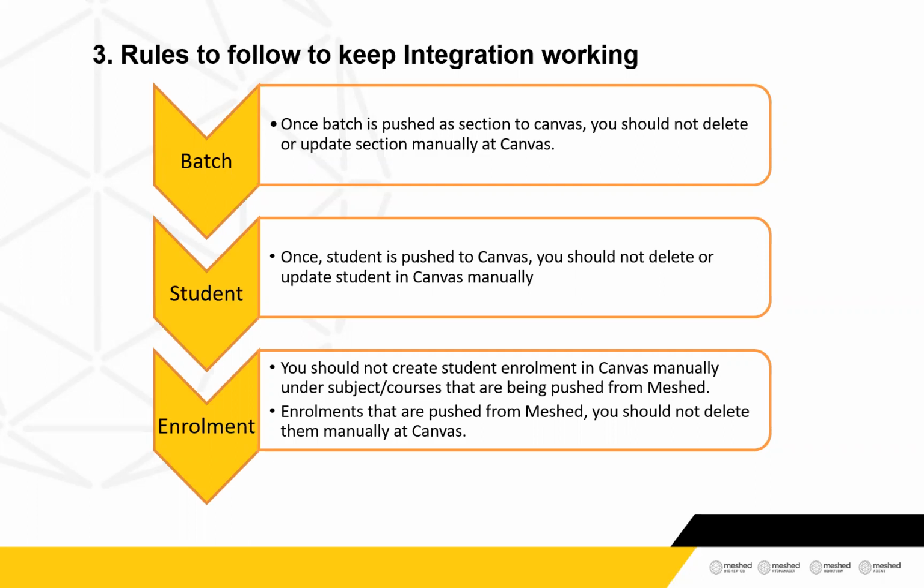Now last is enrollment. For enrollment, we have seen that most of the time clients are creating enrollments on Canvas manually through the import feature. If you create enrollments manually on the Canvas platform, there is no linking, so we won't be able to pull marks for those enrollments. That's why you should always create enrollments first on the Mesh platform and assign a batch to that enrollment. Then that enrollment will get pushed to Canvas through automation, and that's how linking will get created. So that is all about the important rules that you will need to follow to keep this integration working.